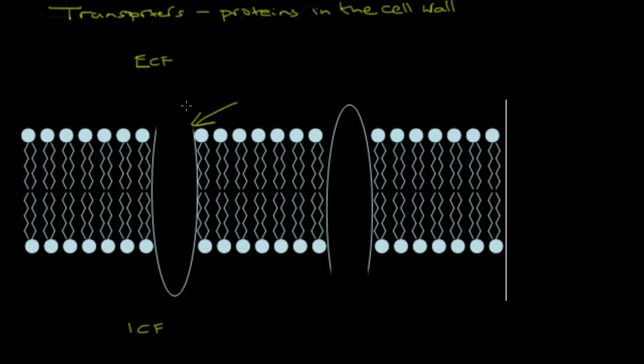And what happens is that these transporters will change shape to allow the passage of substances. So at the moment this one is open to the ECF, so whichever substance it is that we're concerned with can move into this protein. This will then change shape so that now it's open to the ICF. So the substance involved can then move from the extracellular fluid into the protein, which changes shape and then can move into the intracellular fluid. And a good example of this are the GLUT transporters.